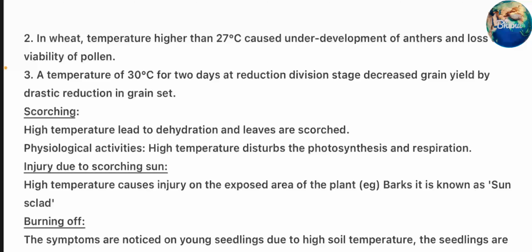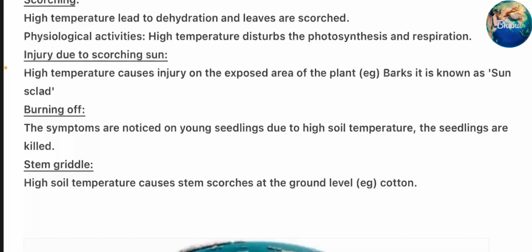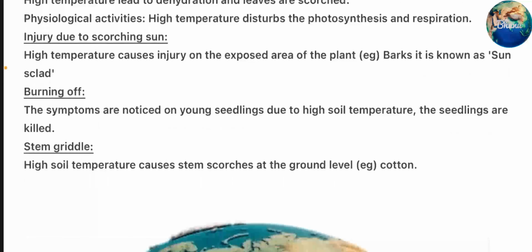Physiological activities. High temperature disturbs photosynthesis and respiration. Injury by scorching sun. High temperature causes injury on the exposed area of the plant, for example, barks. It is known as sun scald. Burning off. The symptoms are noticed on young seedlings due to high soil temperature. The seedlings are killed. Stem girdle. High soil temperature causes stem scorching at the ground level, for example, cotton.